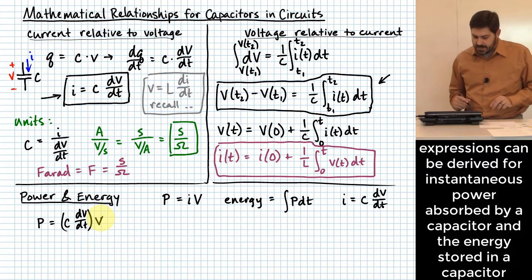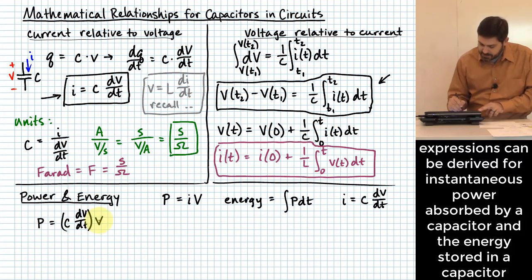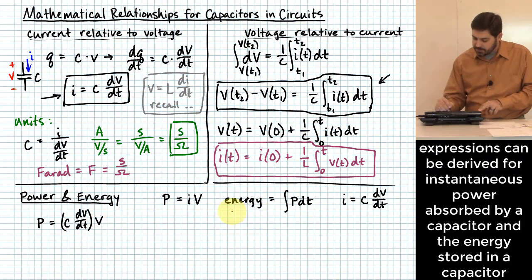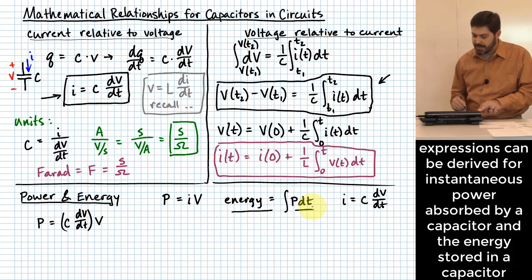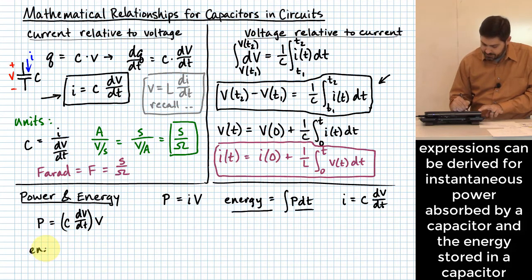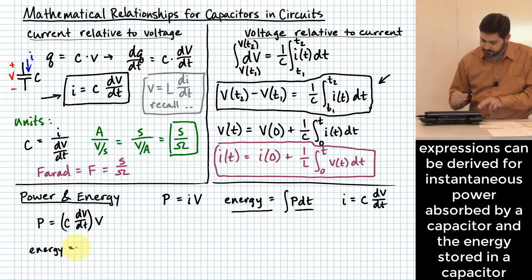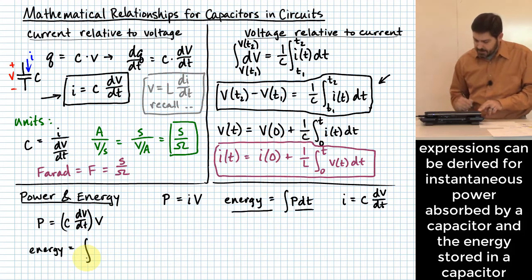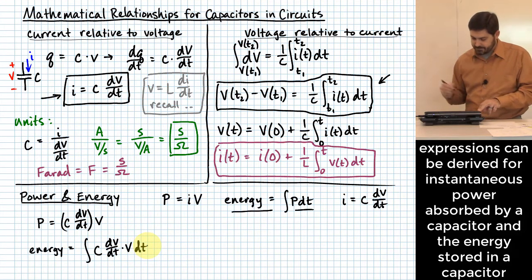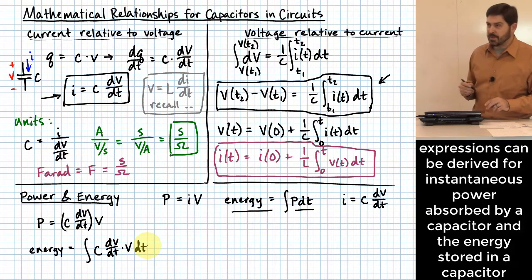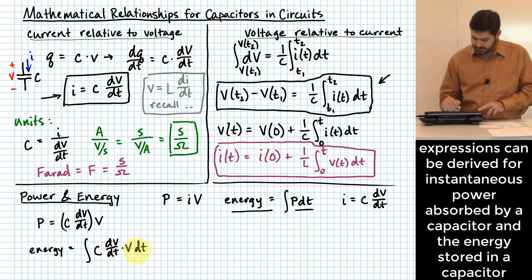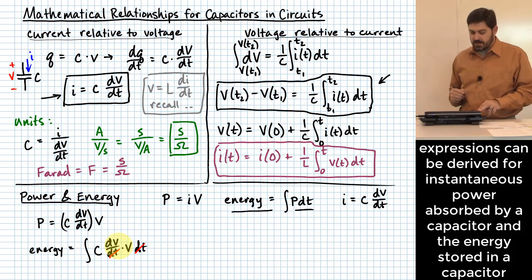Now what happens if I take the power that I just came up with here and integrate it according to my energy is equal to the integral of power over time? What I'll have is the integral of C dV/dt times V times dt. So what happens with my dt's? They cancel, right?